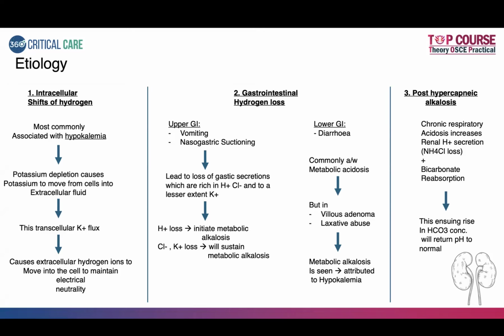Just emphasize this point once more because it has more of practical implications. In patients with hypercapnia, like in COPD patients who eventually develop chronic respiratory acidosis, for the pH to compensate, there will be an increase in the renal H plus secretion in the form of ammonium chloride loss, and there will also be increase in the bicarbonate reabsorption. So these two factors help to maintain the pH within the normal limits.